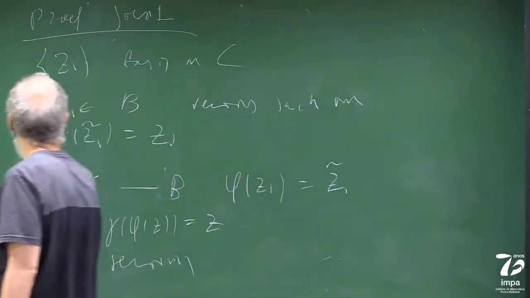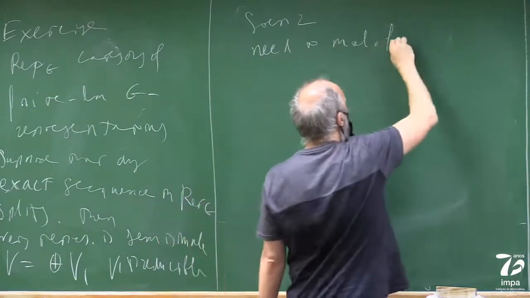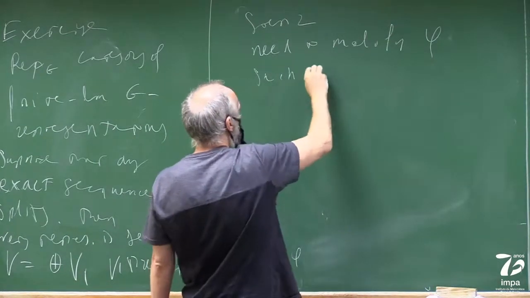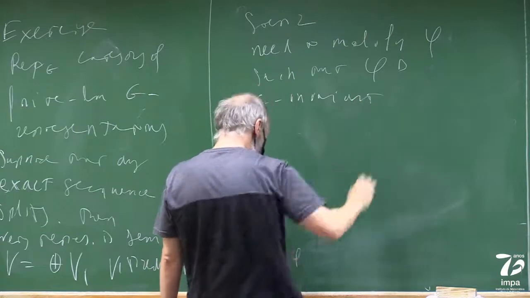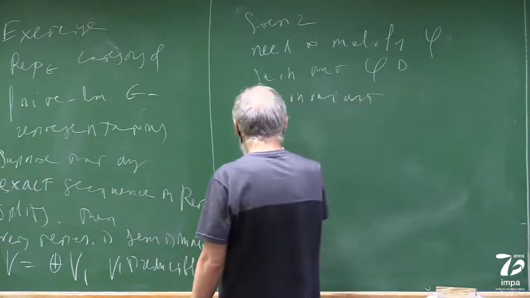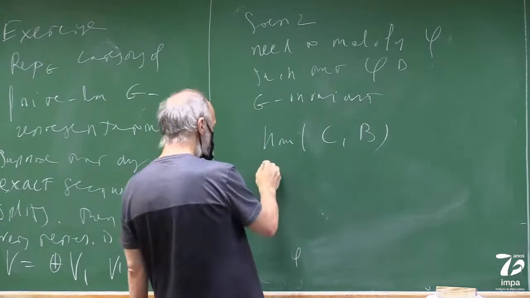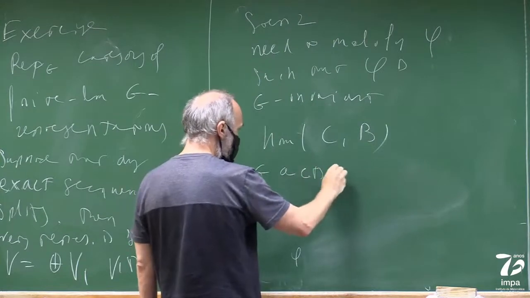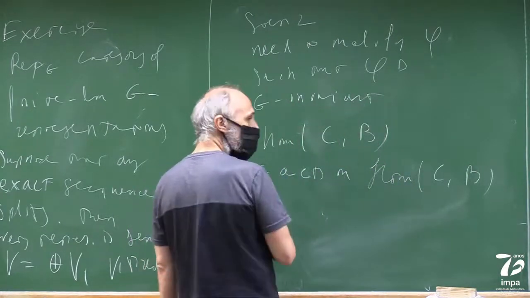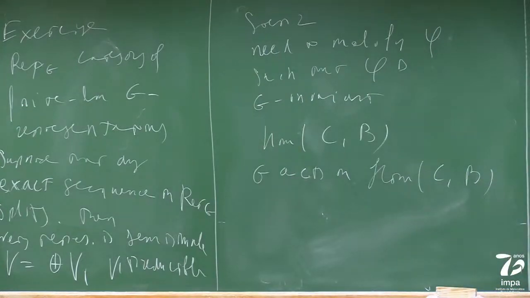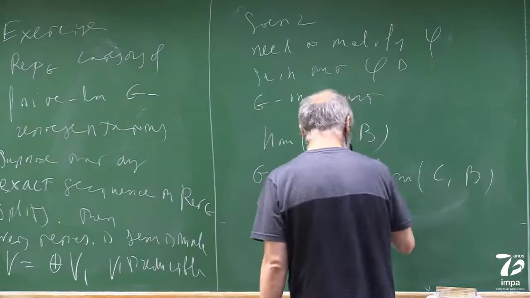So we need to modify. Step 2. Need to modify phi such that phi is compatible, so G invariant. Okay, so what does it mean, G invariant? We have a space of homomorphisms from C to B. And we have a G action on this space. G acts on this space by taking homomorphism, what is my notation, U. So you have G inside G, you have U inside this homomorphism space.